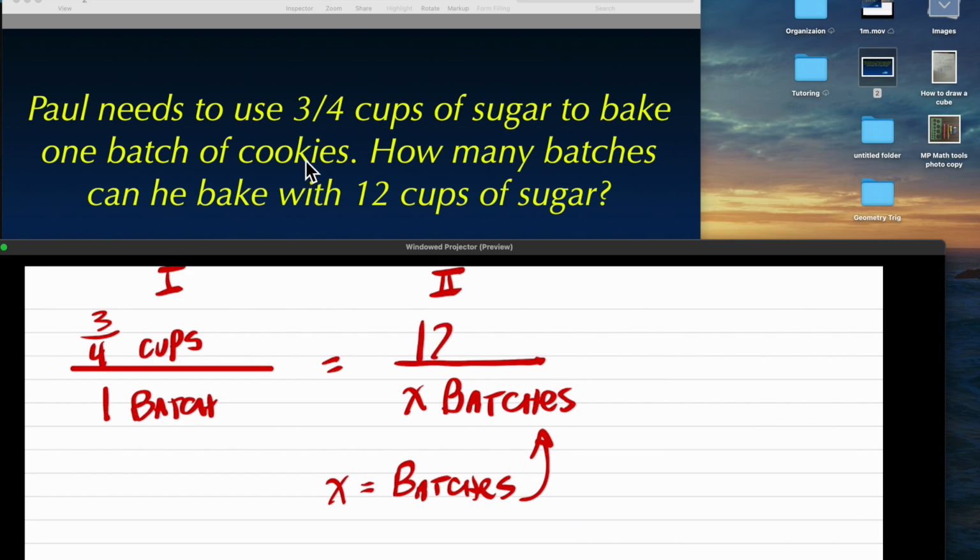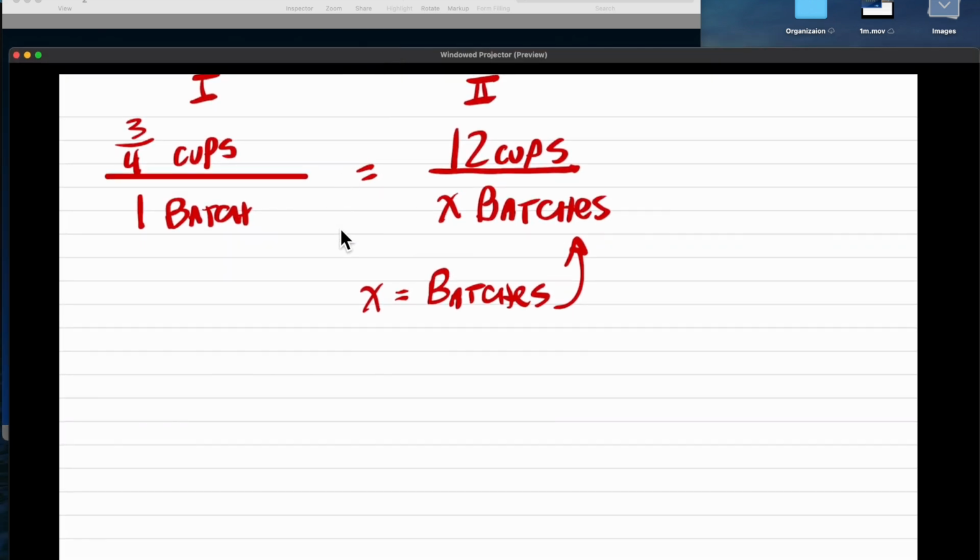And 12 cups up here. Our units match, therefore we can do cross multiplication. All right, so again, the shortcut with the calculator is going to be 12 times 1 divided by 3/4. So 12 times 1 is 12 divided by 3/4. We're going to use keep, change, flip. Keep the 12 over 1.